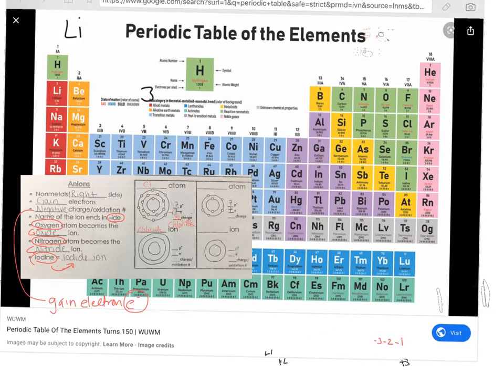We said that these were in the -1, right? So that means it's going to take from somebody else. So we had 1, 2, 3, 4, 5, 6, 7. Remember that over here, these guys don't want anything anymore, so this was 0, -1, -2, -3, and so on and so forth. So it's going to gain an extra electron to fill that outer shell.